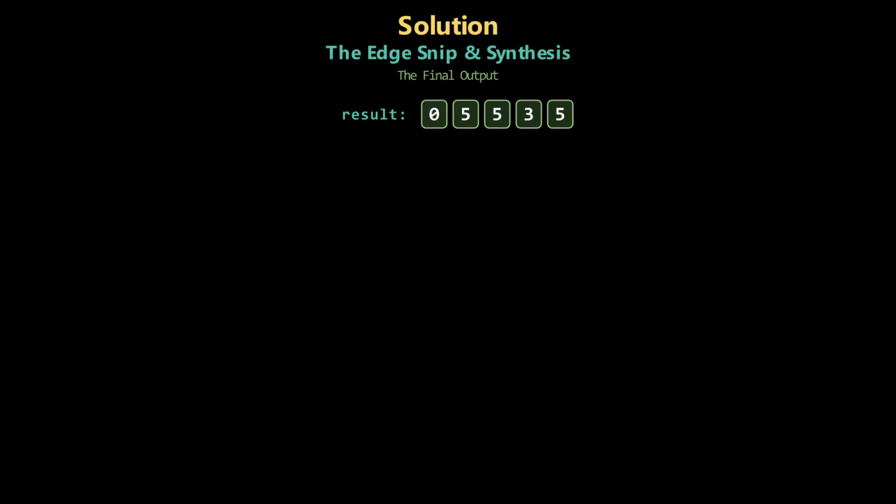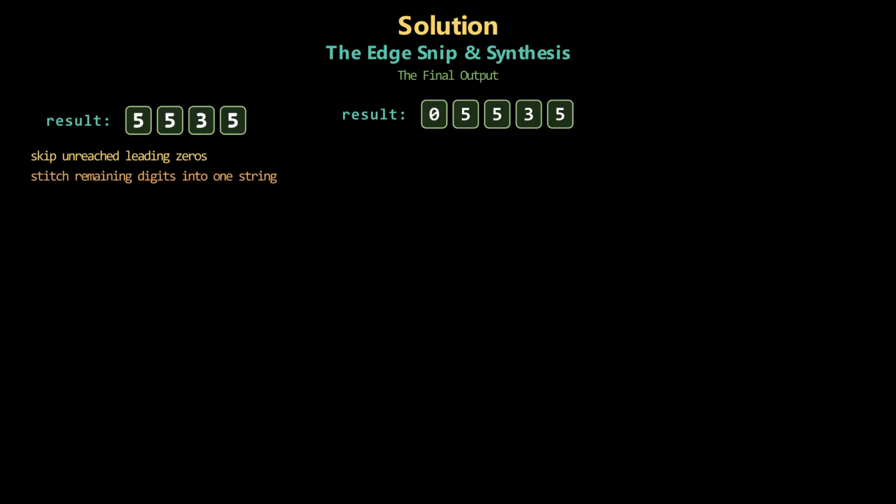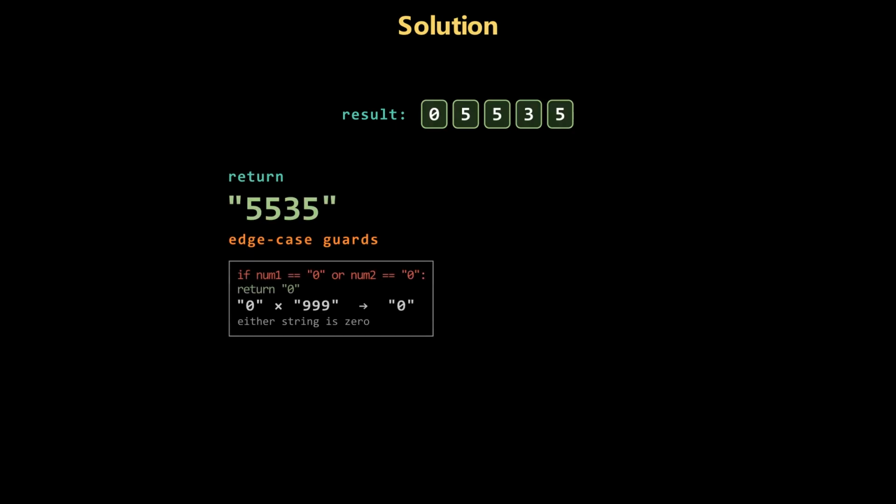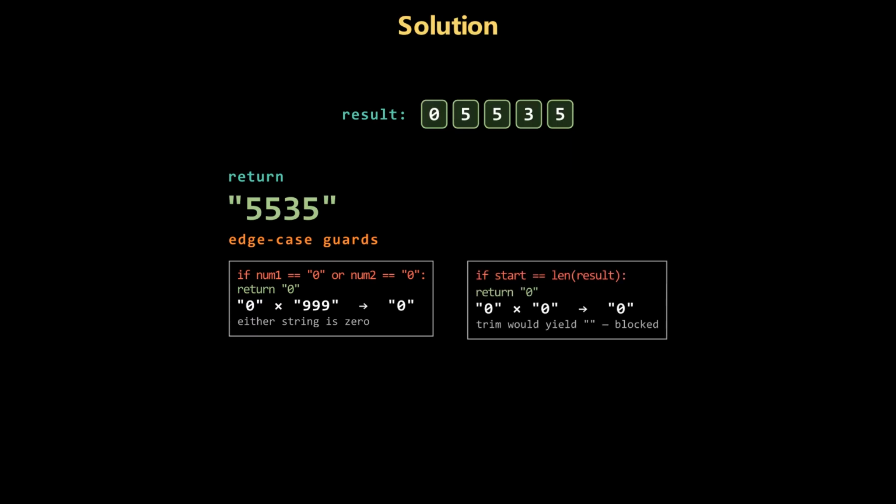Finally, we prepare our data for delivery. We skip any unreached leading zeros at the beginning of our list so our answer doesn't print awkwardly. We stitch the remaining valid digits back together into a single, cohesive text block, and return it. Two edge case guards finish the job. If either input is the string 0, we return 0 immediately, no multiplication loops at all. After trimming leading zeros, if nothing remains, we still return 0, not an empty string.